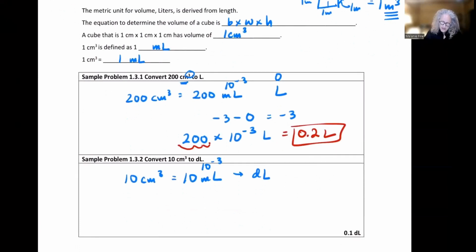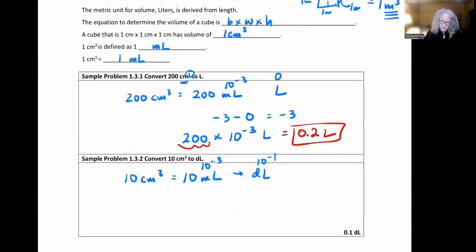So I'm going from 10 to the negative 3 to 10 to the negative 1. So it's negative 3 minus a negative 1, which is the same thing as negative 3 plus 1, which is equal to negative 2. So it becomes 10 times 10 to the negative 2 deciliters, or I can convert it to standard notation, moving the decimal back 2 places. It becomes 0.1 deciliters.